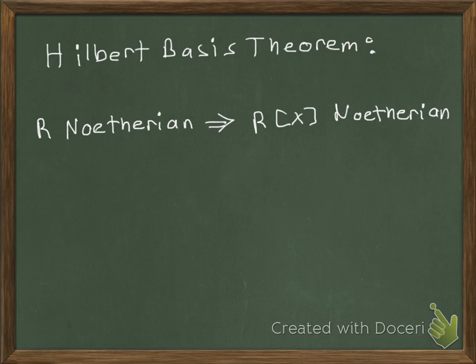So here's what the theorem says. If a ring R is Noetherian, then so is the polynomial ring in one indeterminate over R. The ring of polynomials with coefficients coming from R and with only one indeterminate. That's Noetherian too.